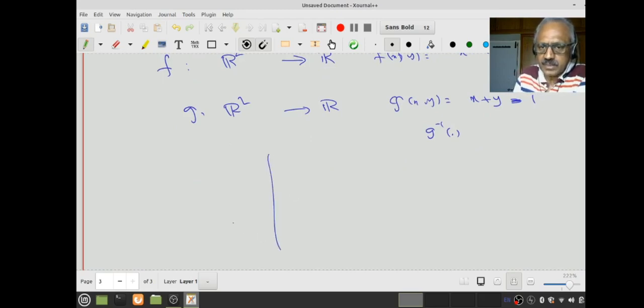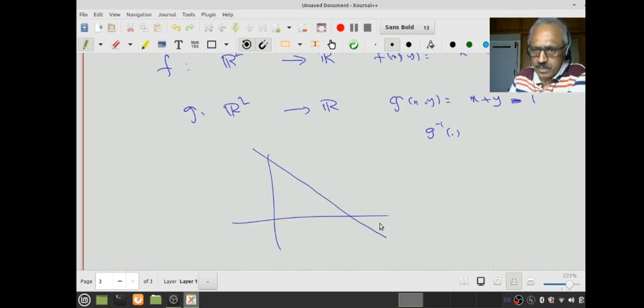Now let's try to understand. This is a straight line. This is x plus y equal to 1. This is my point 1 comma 0. This is the point 0 comma 1. So what is the level set of g at 0? That is nothing else than the straight line x plus y equal to 1.